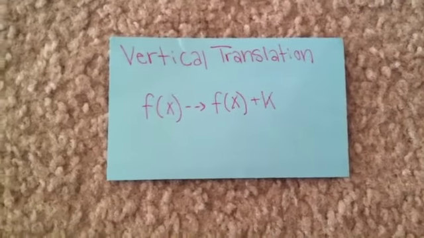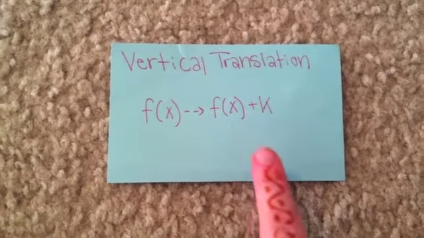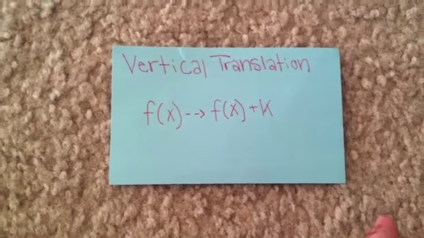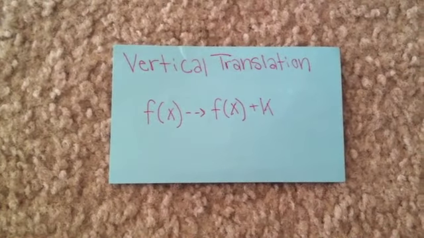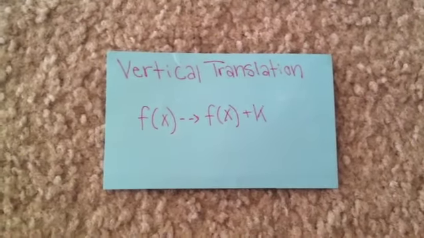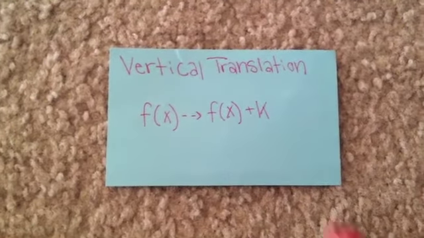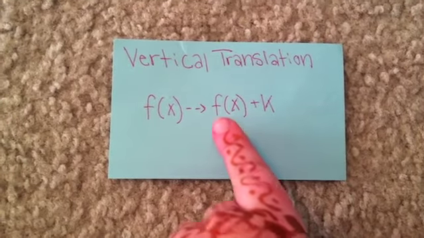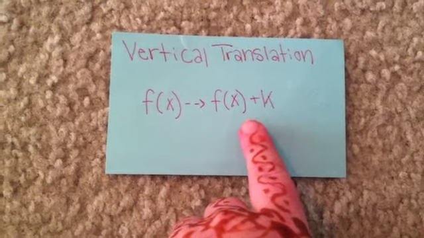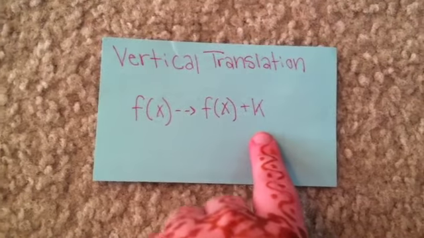Now for a vertical translation, we're adding k. What's k? It's just what we're moving it by. I don't know why it's k, just don't get confused by it. So we're adding k, but it's not within the parentheses. It's going to be on the outside of the parentheses.